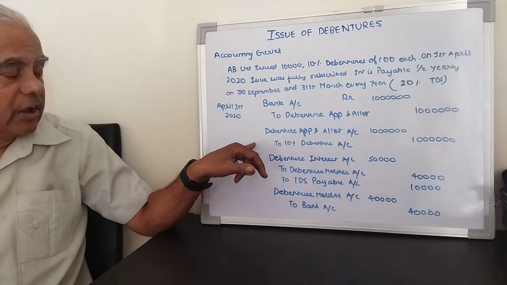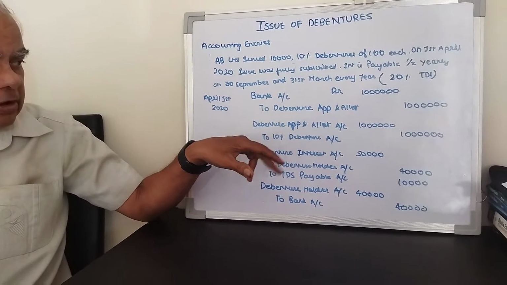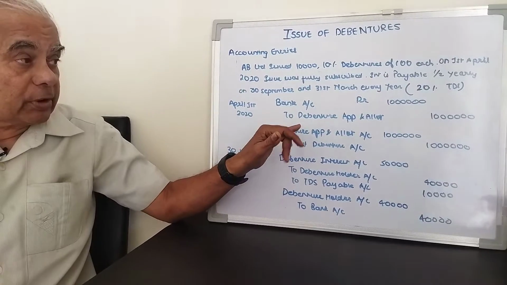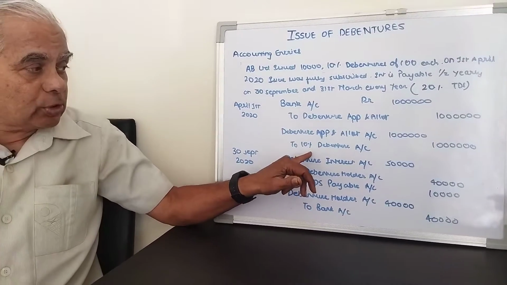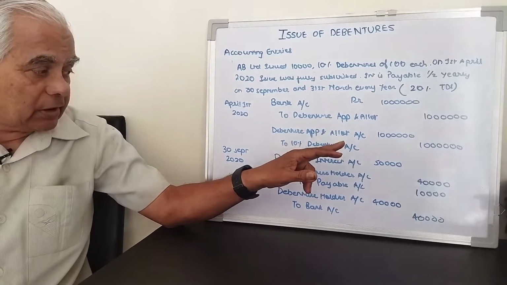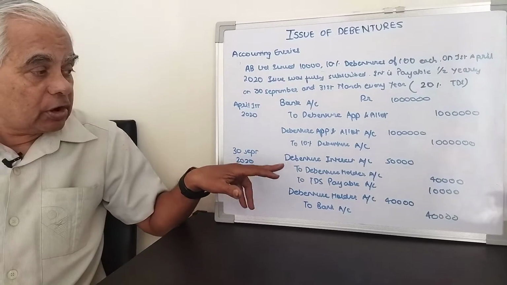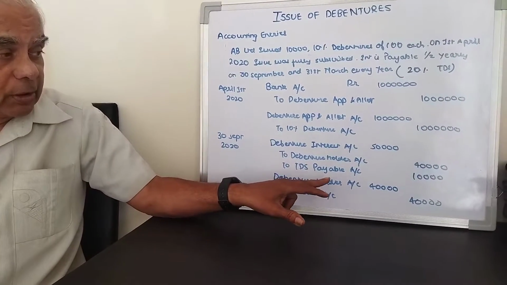First two entries are as it is. Bank account debit to debenture application and allotment, 1st April, amount 10 lakh. And second entry, debenture application and allotment account debit to 10% debenture account, amount 10 lakh. Now interest due on 30th September, debenture interest account debit to debenture holder, to TDS payable.